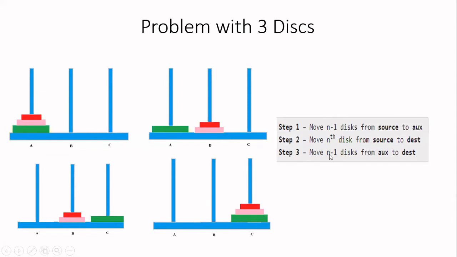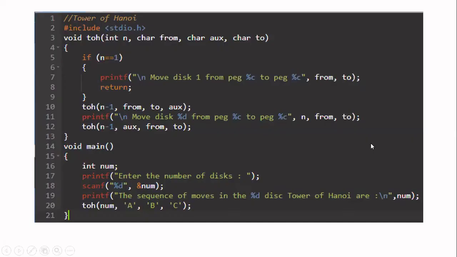So what is the first step? Move n minus 1 disks from source to auxiliary. So now concentrate here. You have to call the function Tower of Hanoi again because you are going to move. What is the number of arguments now? Previously, it was moving n disks. Now you are reducing the problem size. You have to move only n minus 1 disks. So you give n minus 1.